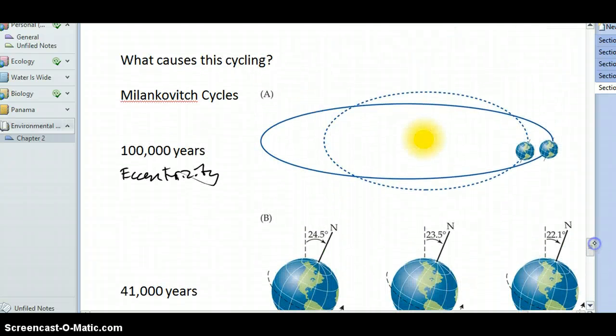And so you can see that as the Earth's orbit changes, when it's more of a circle, of course, throughout the year the Earth will be equidistant from the sun. But when it becomes more elliptical, there will be times during the year when the Earth is somewhat further away and somewhat closer to the sun.